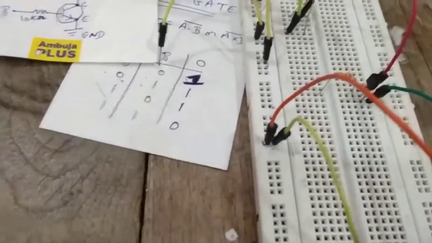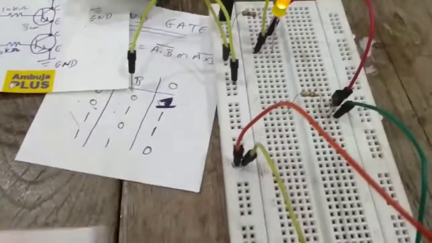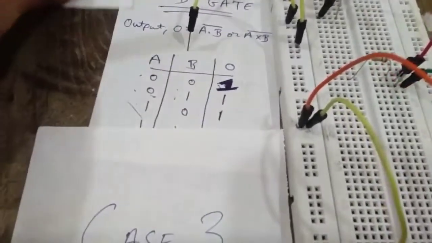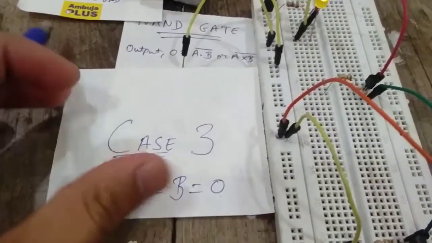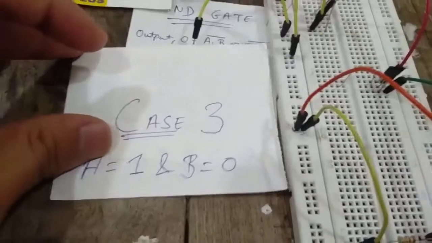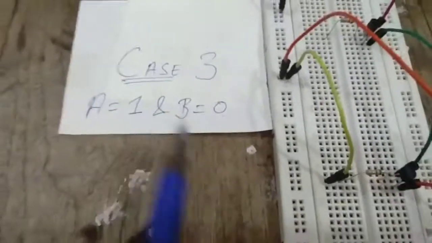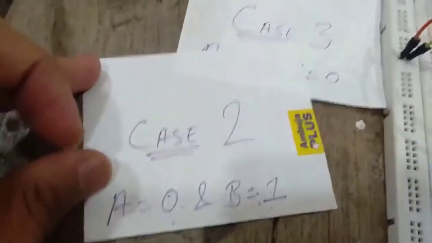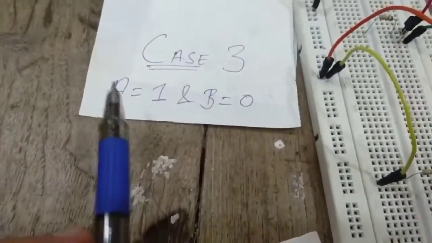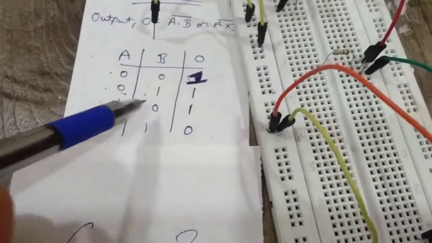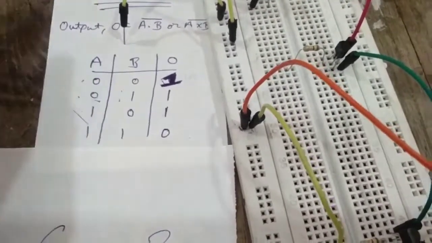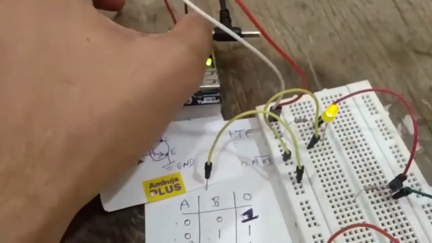Now considering the third case, when A is 1 and B is 0. This is just like the inverse of the second case, when A was 0 and B was 1, but in this case we have A is 1 and B is 0. So for this case, according to the truth table, the output should be 1 again. So now let's see it practically, but before that let me just turn off this power supply.